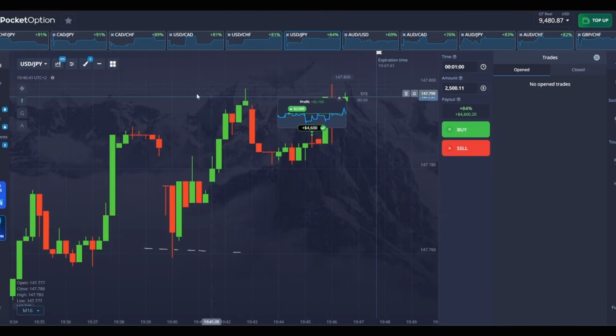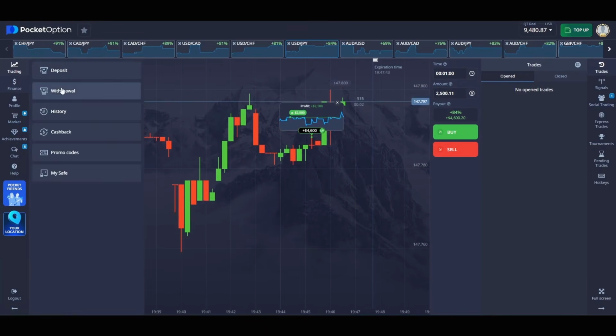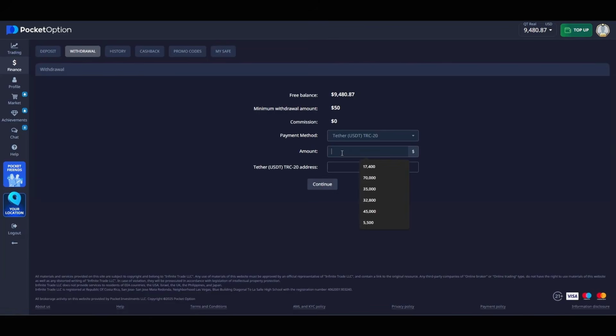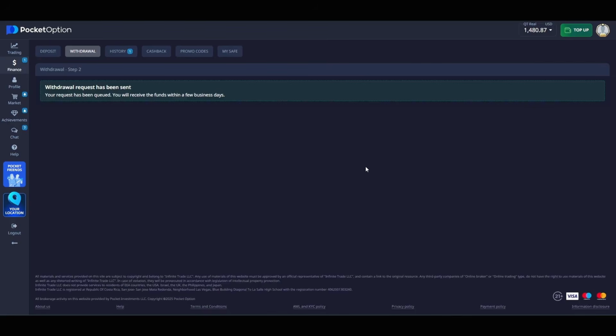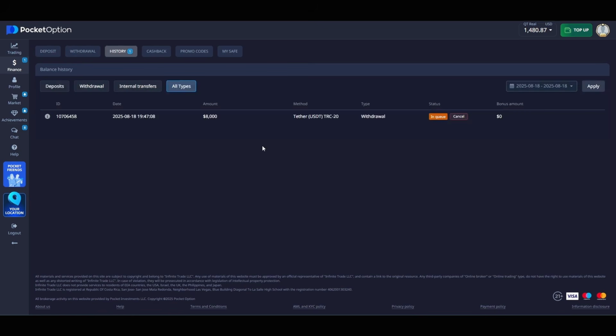To withdraw funds, I need to click on Finances and then select Withdraw. Next, I need to enter the amount. Right now, I want to withdraw $8,000 so that I have $1,400 left in my balance. That will be my working deposit. Then I enter my wallet address. And now I need to click Continue. This can be any USDT wallet you have. It could be another exchange, or it could be crypto.com. Basically, it can be any wallet, cold or hot, that supports USDT. Now I just wait for my withdrawal.